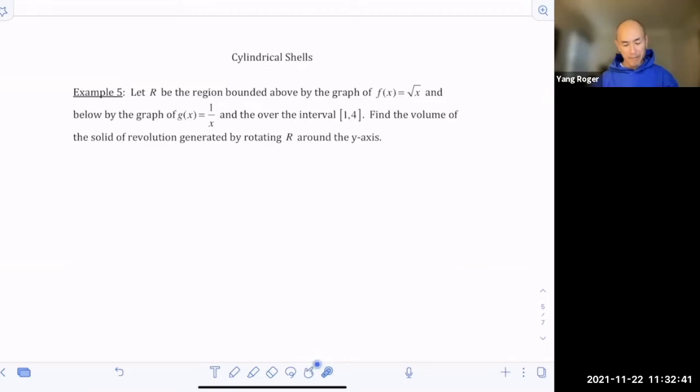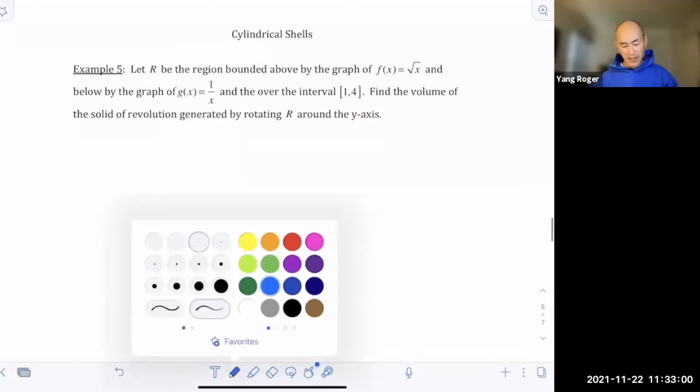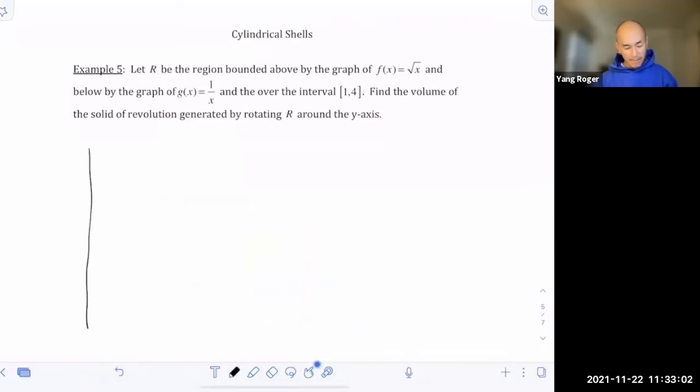Let's look at example 5. Let R be the region bounded from above by this graph, rad x, and below by this graph, 1 over x, over the interval from 1 to 4. Find the volume of the solid of revolution rotated about the y-axis. So in this particular case, the function is going to look something like this.